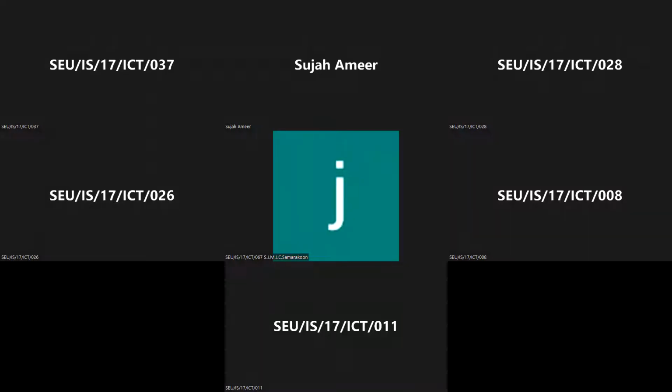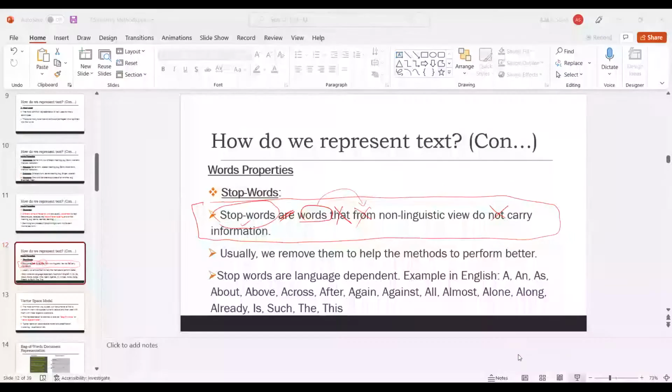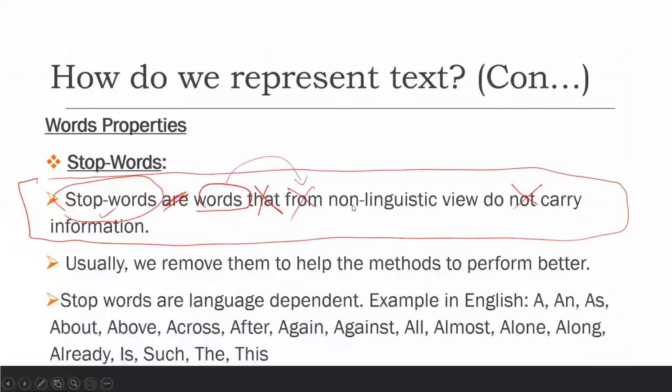Okay, I will share the screen. Okay, I will just give you some simple examples. You can see my slide screen, right? Yes, sir. Okay, thank you.